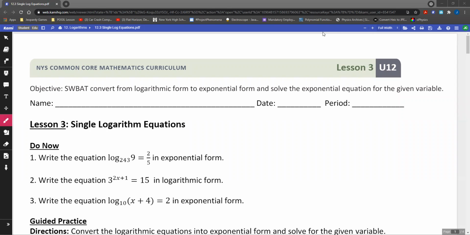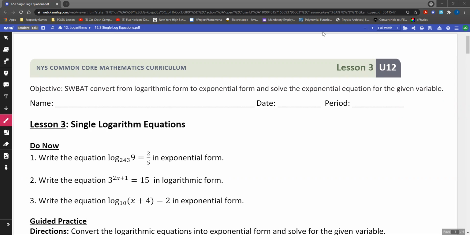Okay, so now we're going to actually see questions where we can solve for x. So we're going to do the logarithm equations. First, we're just going to practice these do now ones.